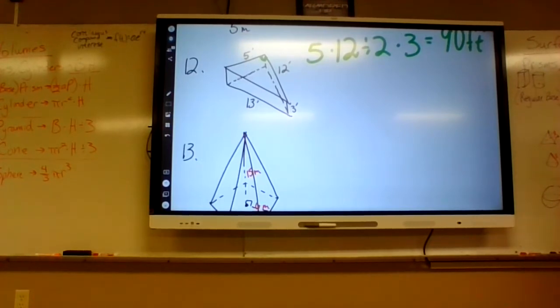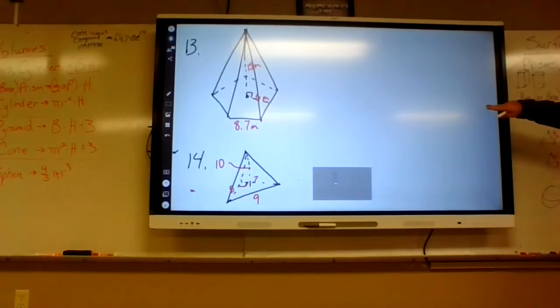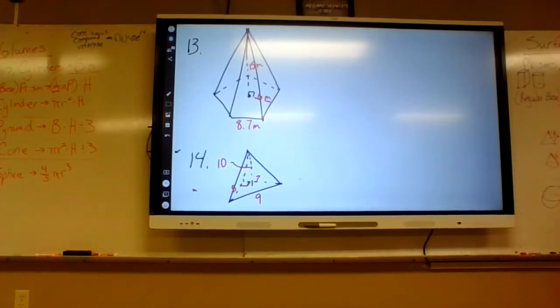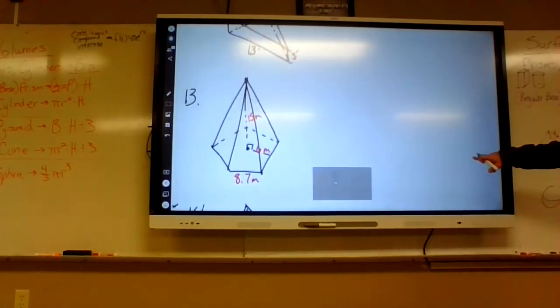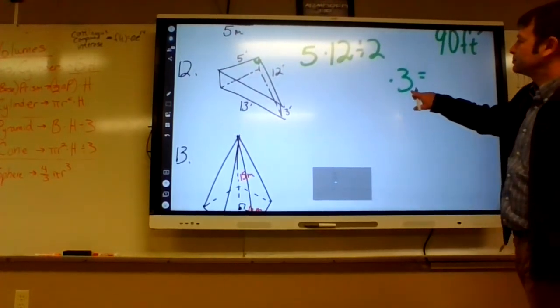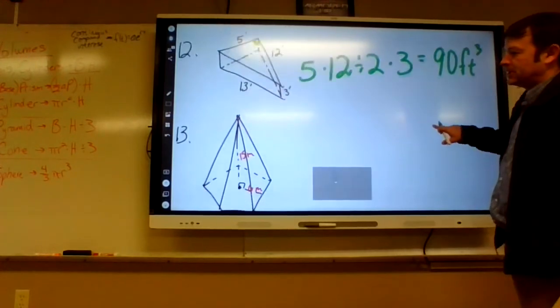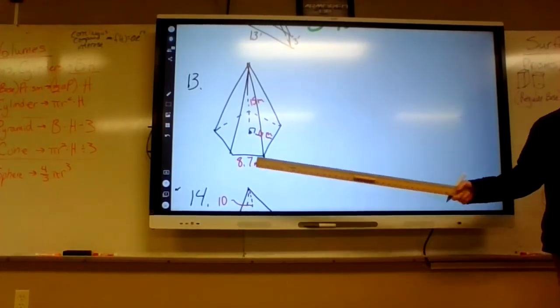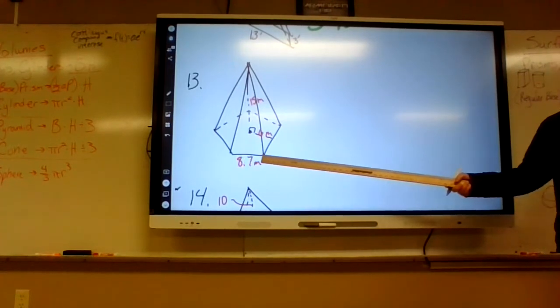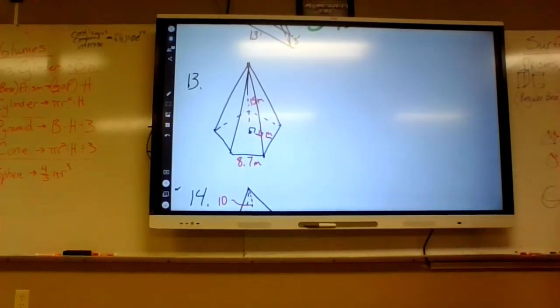Scroll down more. I predict it's a pentagon. Wait, can you scroll down? No. Wait, it's only got five. I think it's okay. Number 13 is a what? Nope, 12 is a what? Triangle. Wait, no, it's a pyramid. Oh, okay, notice how it comes up to a point. It's a pentagonal pyramid, because the base is a pentagon.